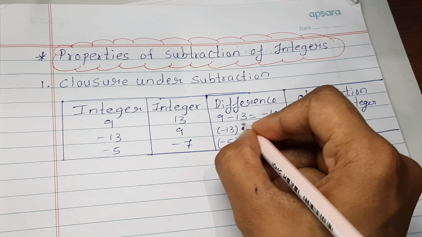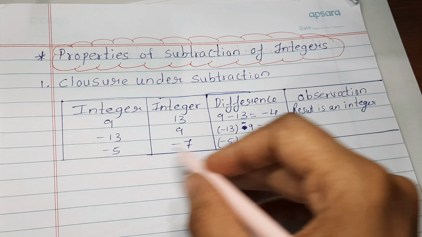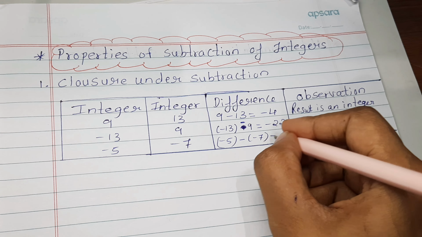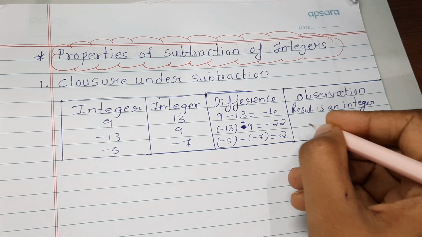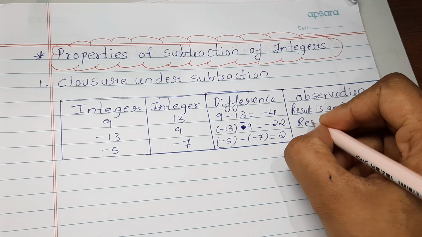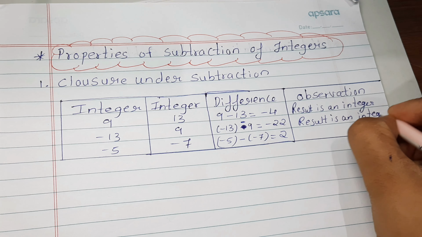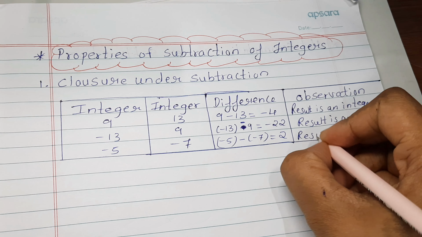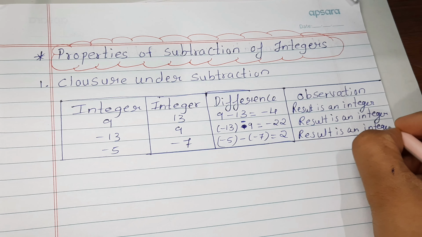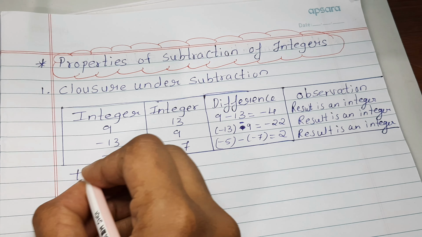This one is minus 13 minus 9, it will give you minus 22. Minus 5 minus minus 7 is the difference. So minus into minus is plus 7. So you will get positive 2. But the result is an integer for all. Here also, the result is an integer. Okay. Next, let me write down.